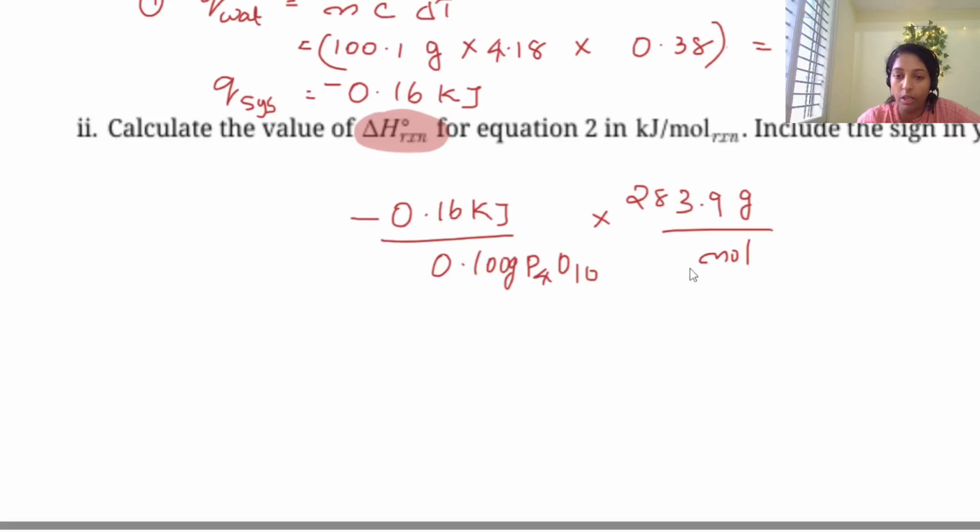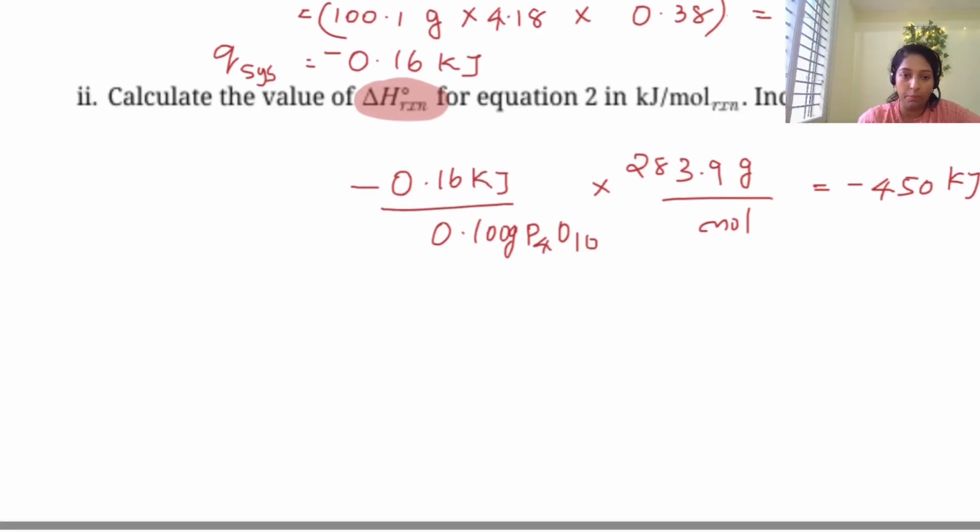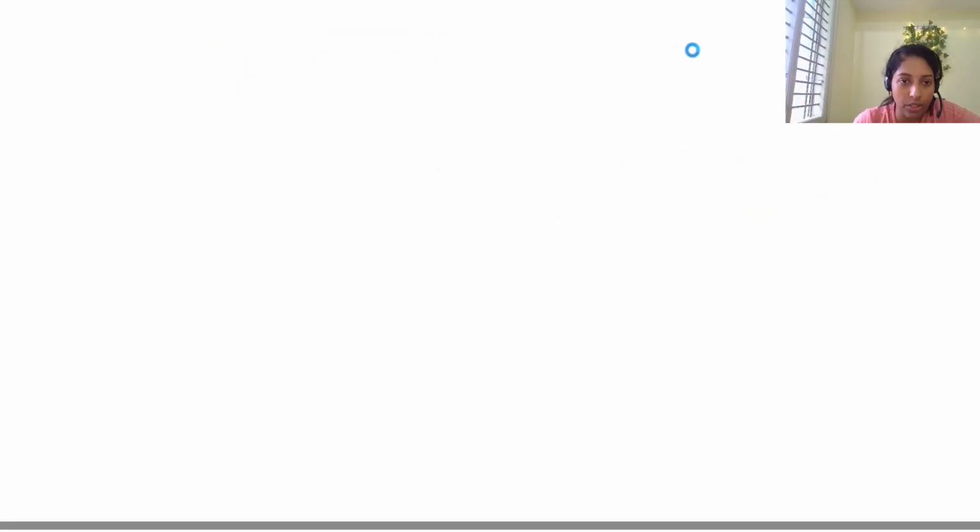Now you got it. For 1 mole of reaction, what is the thing? In the balanced chemical reaction, only 1 mole of P4O10 is there. So this will be the kilojoule per mole reaction. What I got is negative 450 kilojoule. Kilojoule per mole reaction is the unit. That's all for that part. Then the next question.